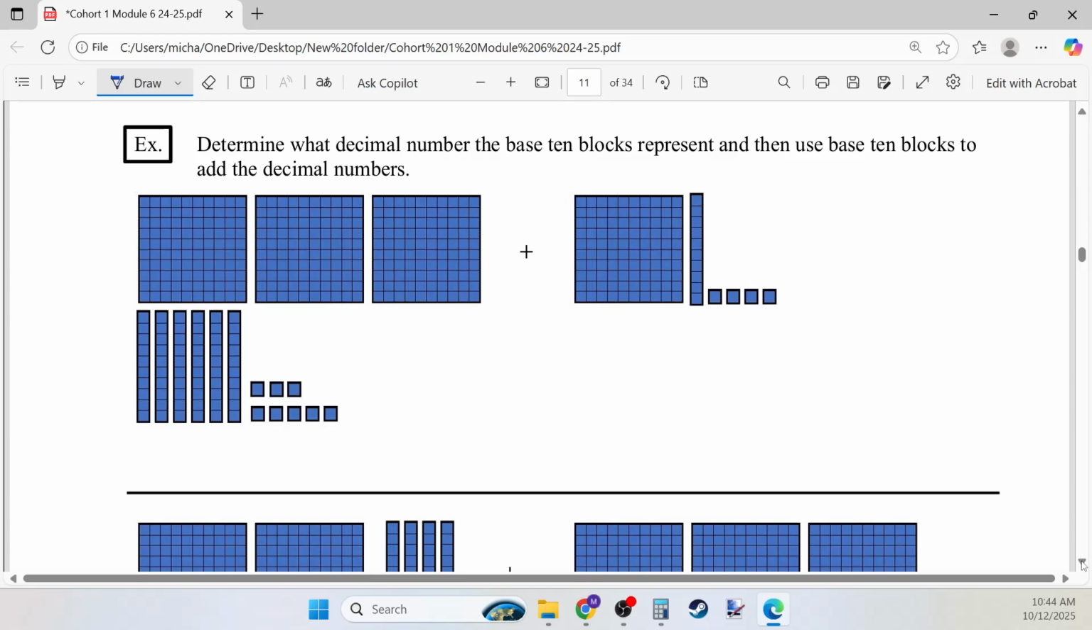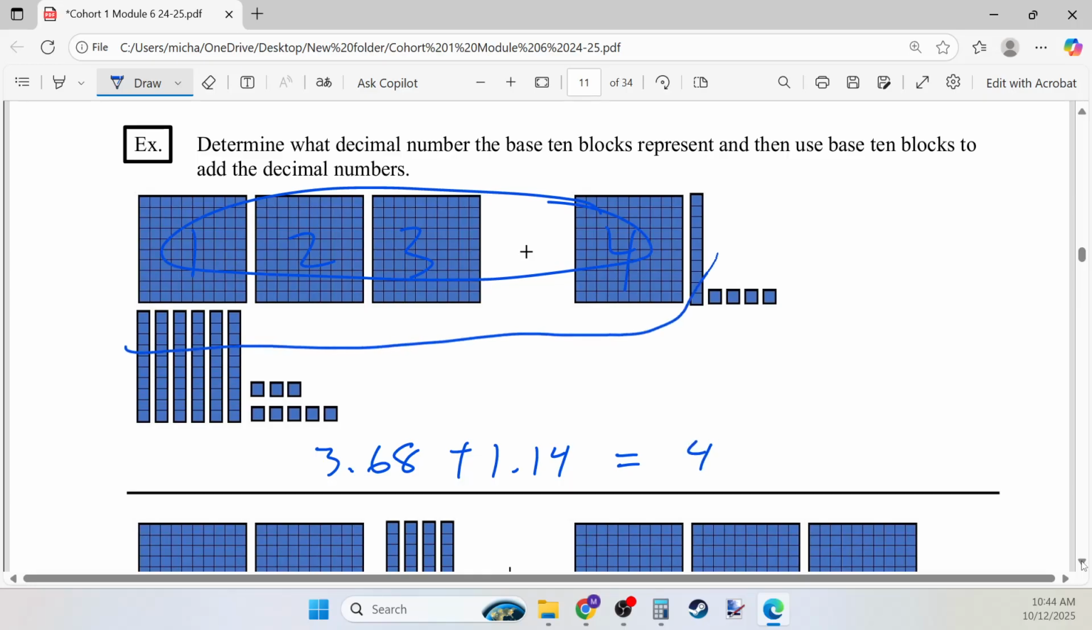Just making sure to add up, I want to add these up. This is 3.68 plus 1.14, and I need to make sure that I'm adding the units together and then the tenths together, and then these. Oh no, I have 11 hundredths. Well, that's the same as having a hundredth and a tenth.